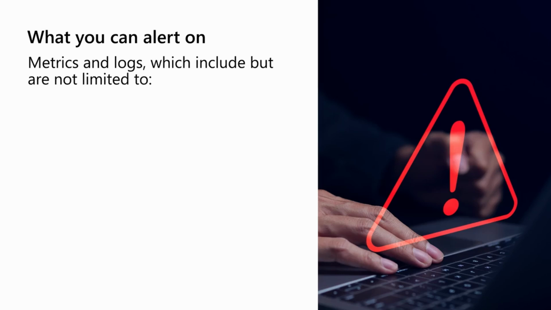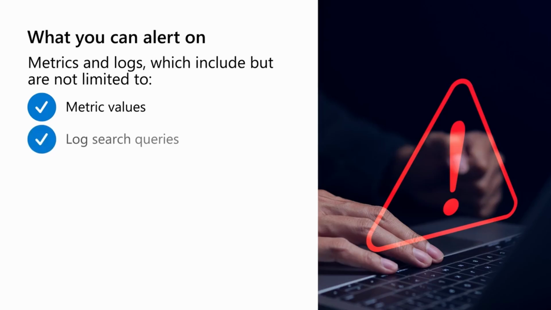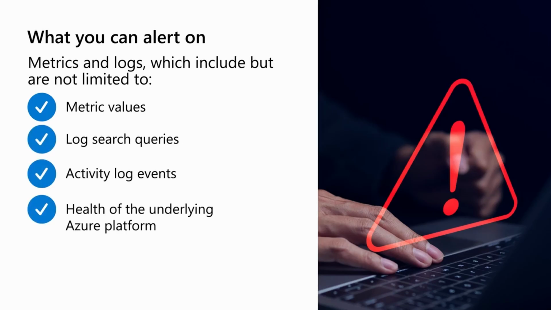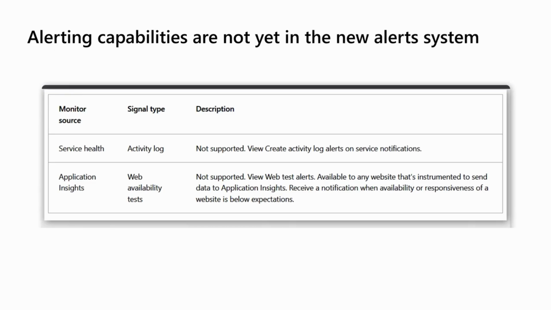Next, let's look at what you can alert on. You can alert on metrics and logs. These include, but are not limited to, metric values, log search queries, activity log events, the health of the underlying Azure platform, tests for website availability. With the consolidation of alerting services still in process, some alerting capabilities are not yet in the new alert system, as shown here.